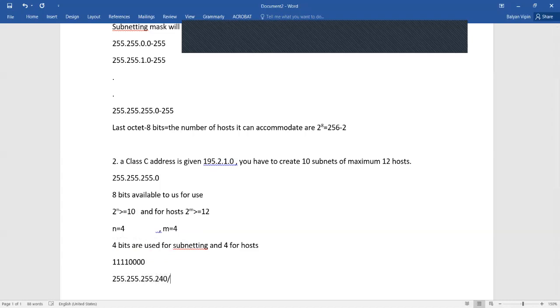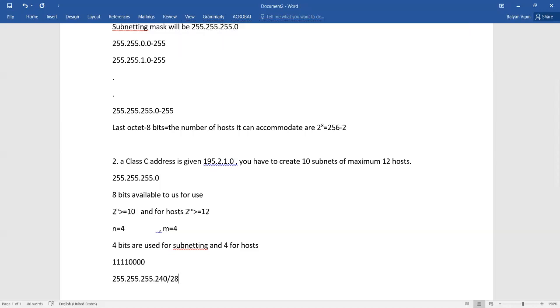If you want to write it in the form of bits also, it will be /28. So in this way you can have 4 bits for subnets and 4 bits for hosts. So 2 raised to the power 4 means 16 subnets possible and 16 hosts possible. Thank you.